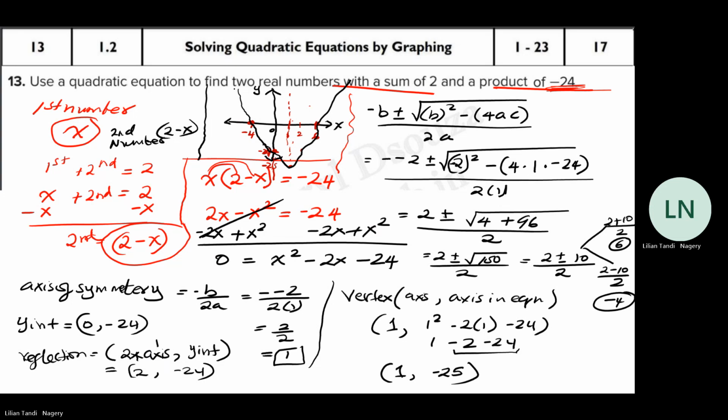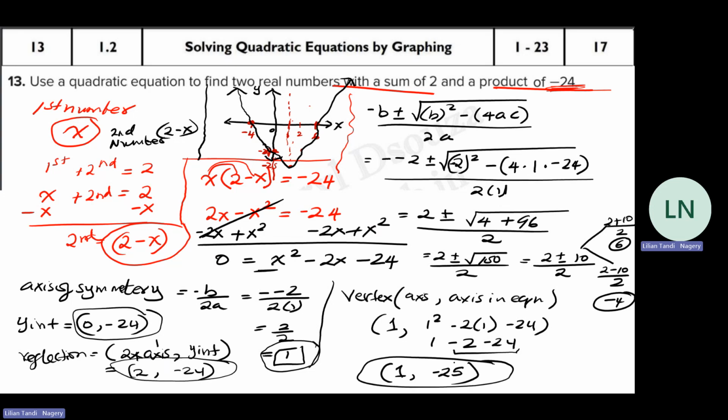Okay? Now, how do you know you're correct? Your A is positive, so your graph should open upwards. And it must go through these numbers that we found. You look for this number because it's in the multiple choice. You look for this number, you look for this line, okay? And you look for this point. And then you also look for this point and this point.